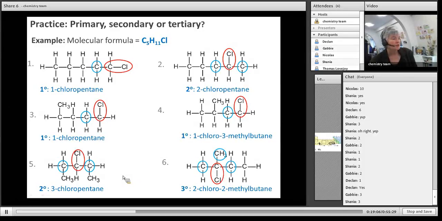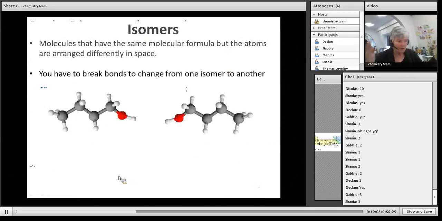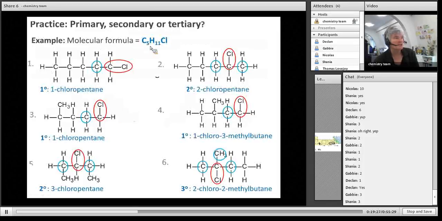Okay, so all that is leading into isomers, because you've got to recognize them. An isomer is where you've got the same molecular formula. So if I go back, remember these were C5H11Cl. So all of these are C5H11Cl, but the atoms are connected differently.